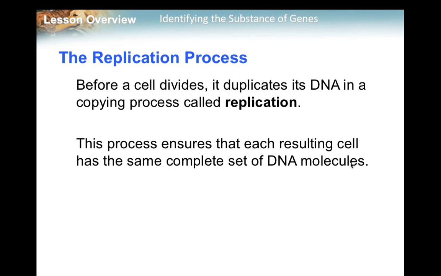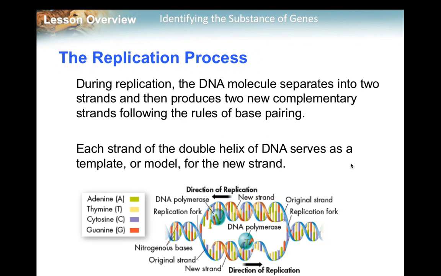Before a cell divides, it has to duplicate its DNA. We know this is called replication. We call it DNA replication specifically in mitosis and meiosis. This ensures that each cell has the exact same complete set of DNA molecules. During replication, the DNA molecule separates into 2 strands. It's going to split up like this and produce 2 new complementary strands following the rules of base pairing. Each strand of the double helix molecule serves as a template or a model for the new DNA strand.